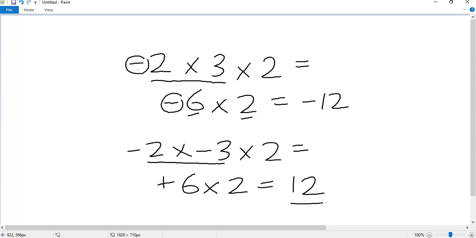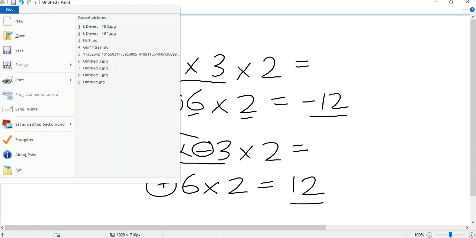So you'll notice the difference in the answers, right? The first answer was negative 12, the second one is positive 12. Why is that? Because of the negative sign. As I mentioned earlier, there is one negative sign there, whereas in the second equation there are two negative signs. So the two negative signs make a positive. Okay, and that's how you multiply negative and positive numbers.